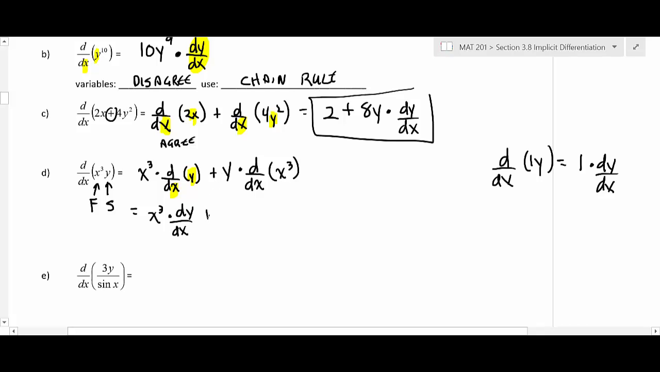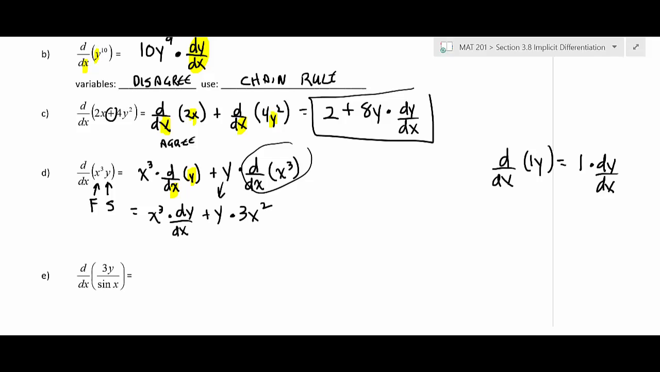Then we go to the next part. The y comes down. The variables agree there, so what is that answer? 3x squared. So there you go. That's how you write that. They only had that dy over dx when the variable didn't agree. Does that make sense?